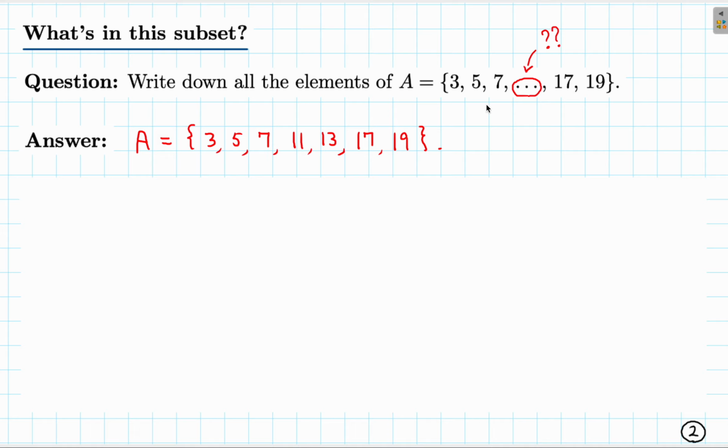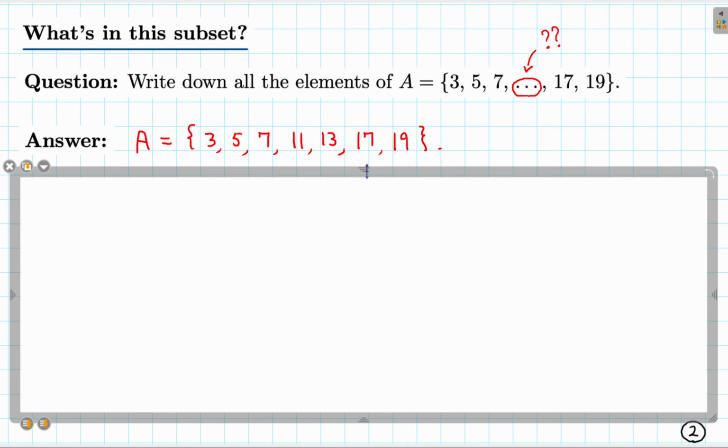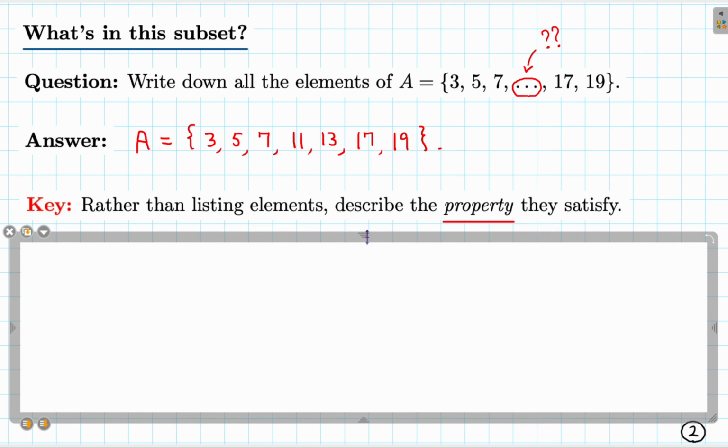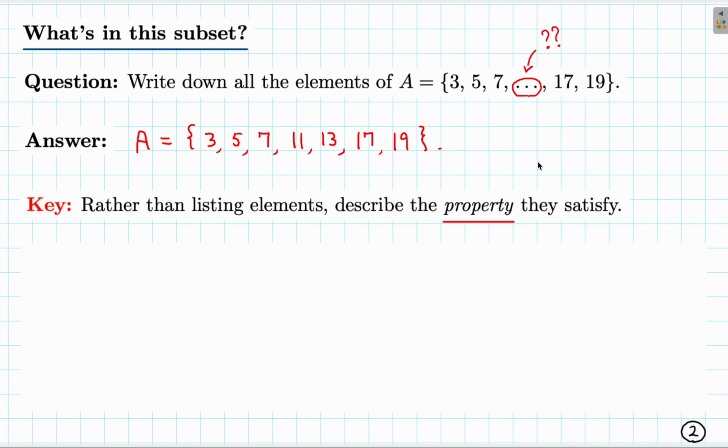Perhaps it's natural to think that I was thinking of all the odd integers between 3 and 19, but in fact I was thinking of primes between 3 and 19. Now, this somewhat of a trick question was meant to illustrate that a notation such as ... can be misleading or vague at best. And that's why it's important oftentimes to, rather than listing the elements of a set or a subset, describe that set using the properties that its elements satisfy.